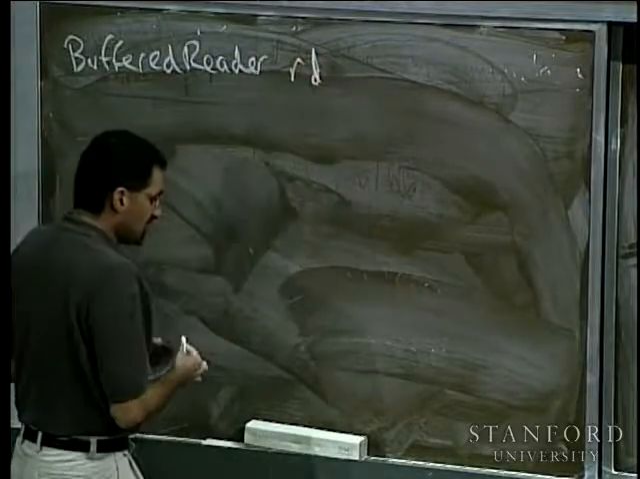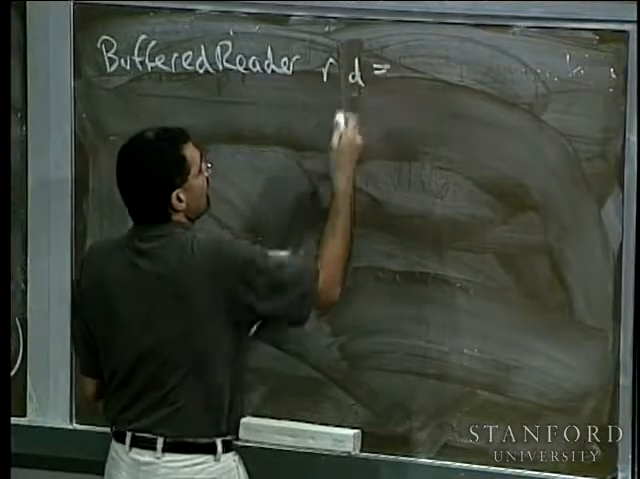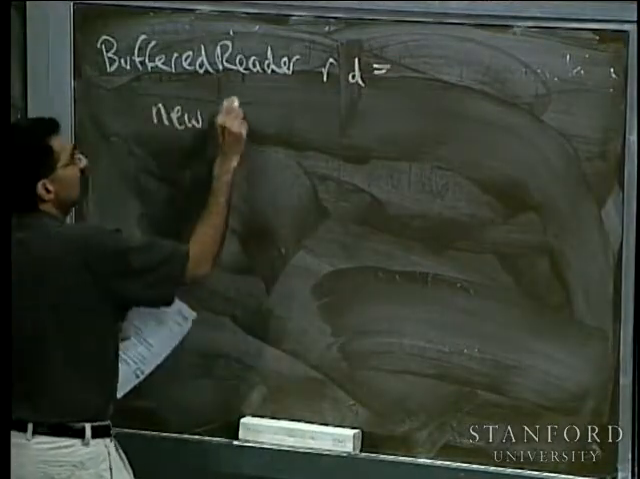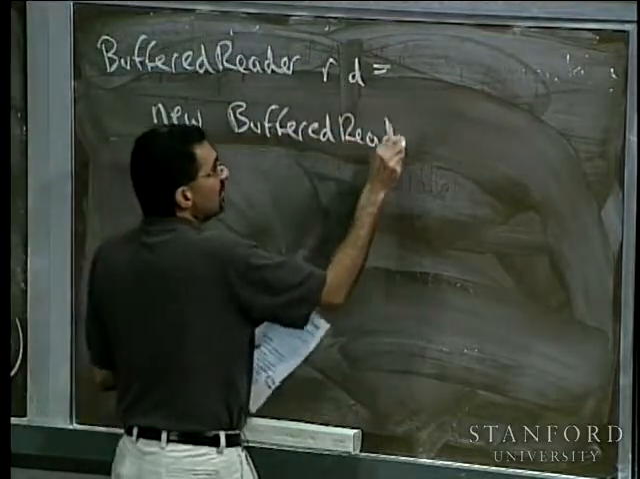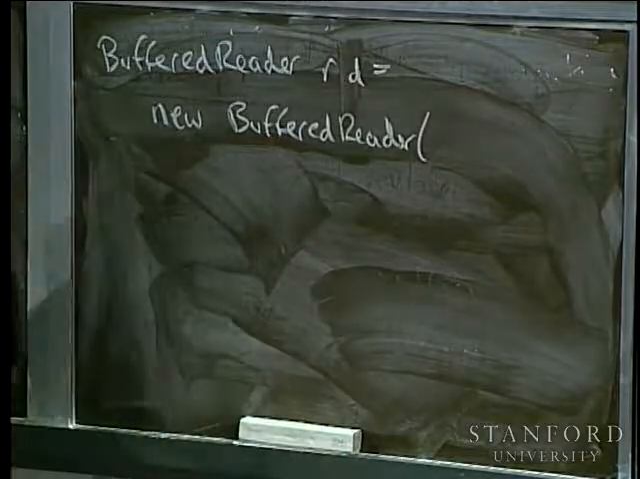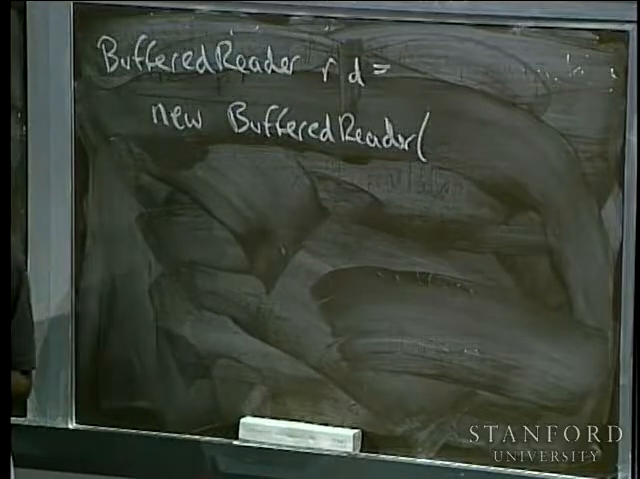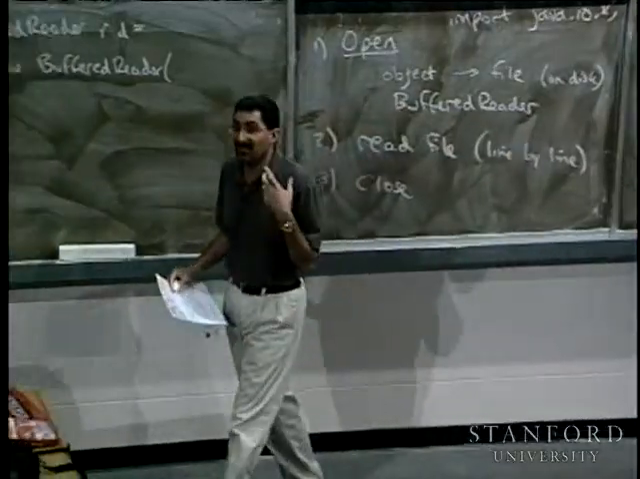So BufferedReader, I'll just call it rd for reader for short. And what I'm going to set that to is a new BufferedReader. And the new BufferedReader needs some parameter. And here's where things get funky. The type of parameter it's going to take is something called a FileReader. That's a special kind of object that knows how to attach itself to an actual file on disk. But I need to create one of those.